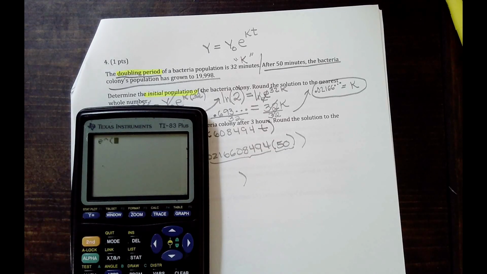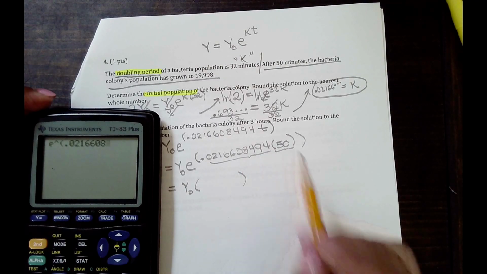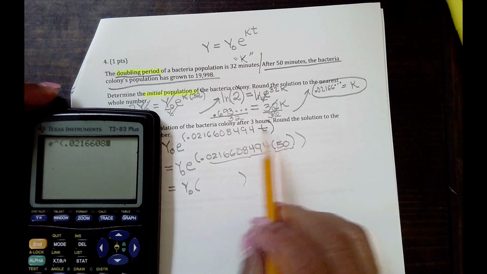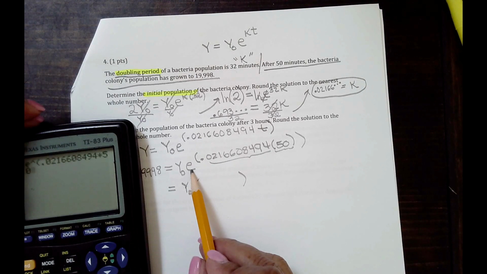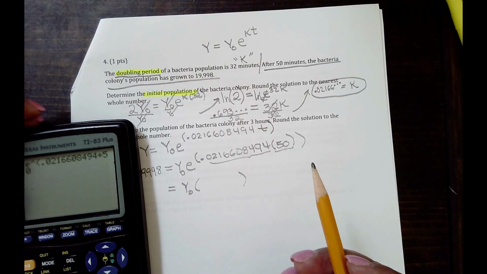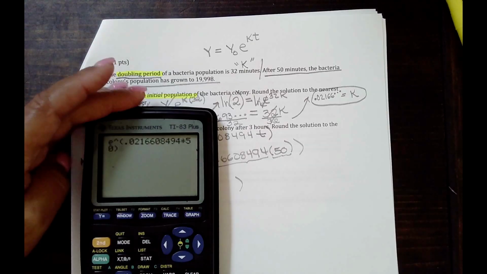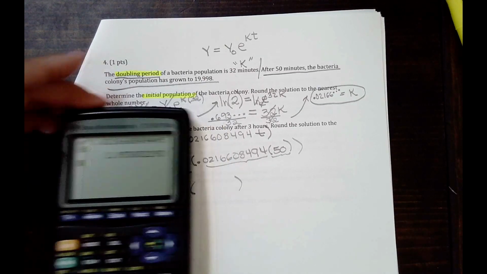Second function, e to a power. And we're putting that big long number, 0.0216608494, times 50. Okay, I'm taking e and raising it to this power, which is really a product. So I just typed all that in. There's a big long number times 50, and e is being raised to that power. This is what it comes out to be.